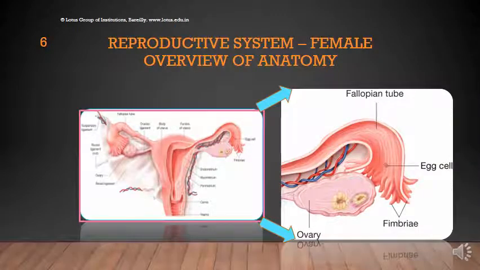In this diagram, you can see the cut part, that is the fallopian tube and ovary, and also the egg cell which is released from the ovary. This egg cell is mature and ready for fertilization, and the fallopian tube is the place where fertilization occurs. One more thing: fimbriae are the finger-like projections, and their main function is to hold the ovary. So the fallopian tube holds the ovary and is the place where fertilization occurs.